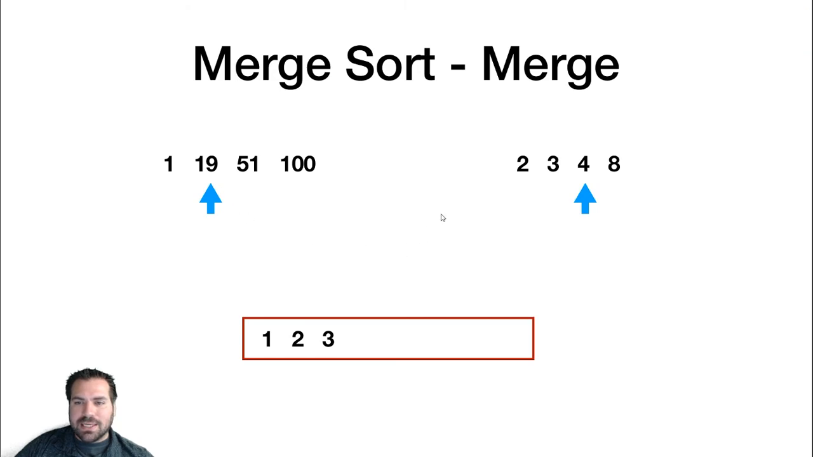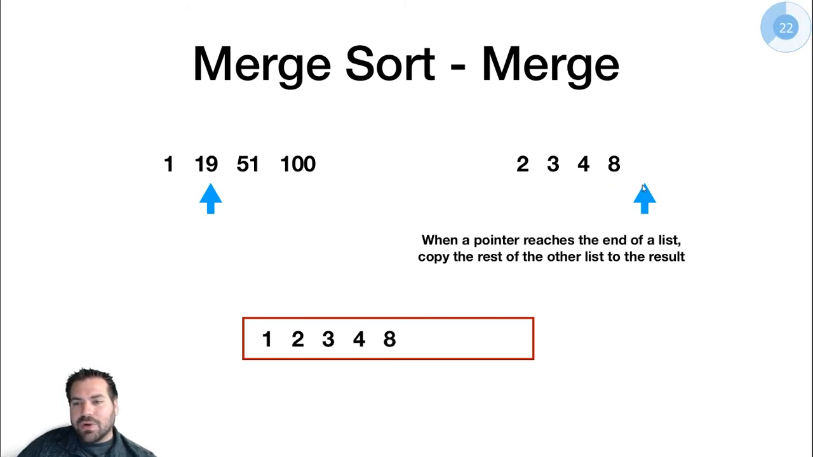4 compared with 19, copy 4 over. 8 compared with 19, copy 8 over. We've reached the end of one of the lists, so now we just copy everything else over. Everything else just gets dumped into the output list because we know this is already sorted and there's nothing else to compare to. Nothing else to do, copy the list over.